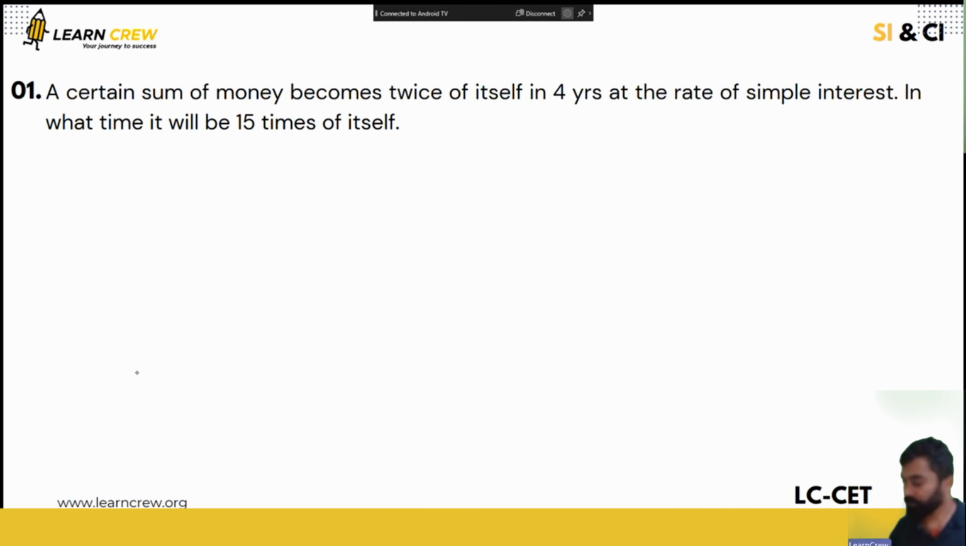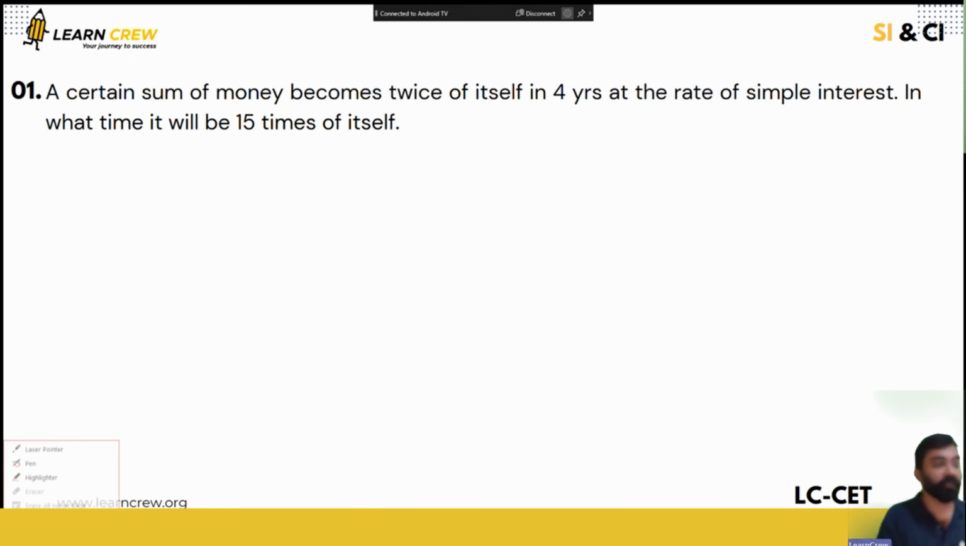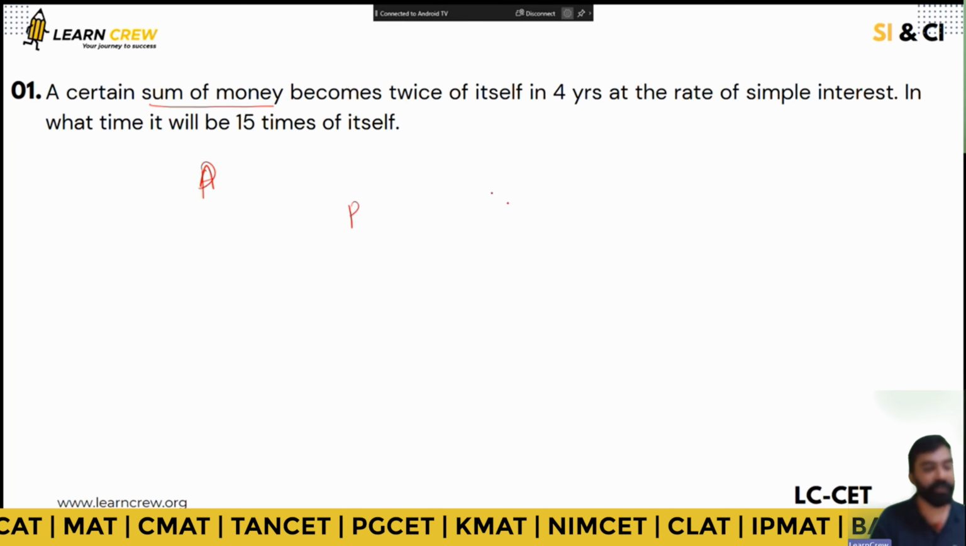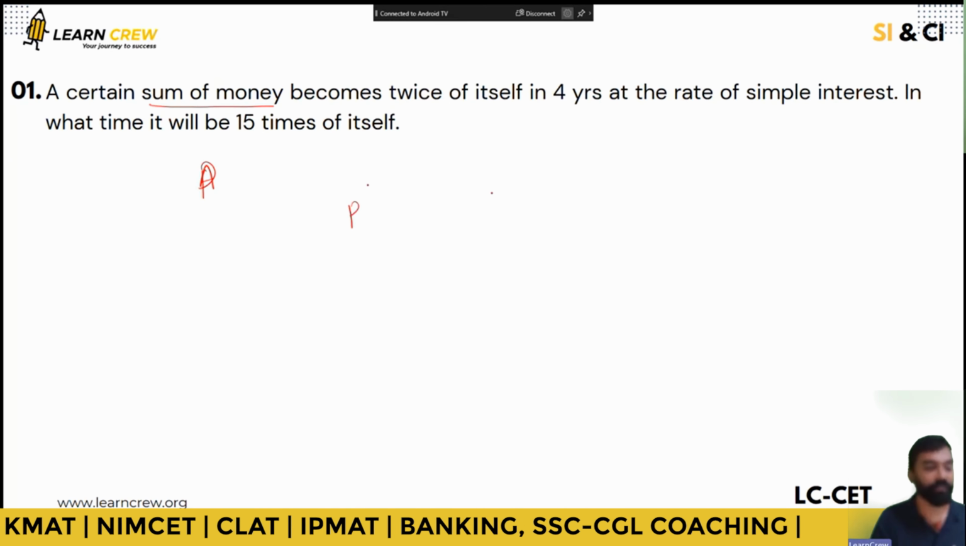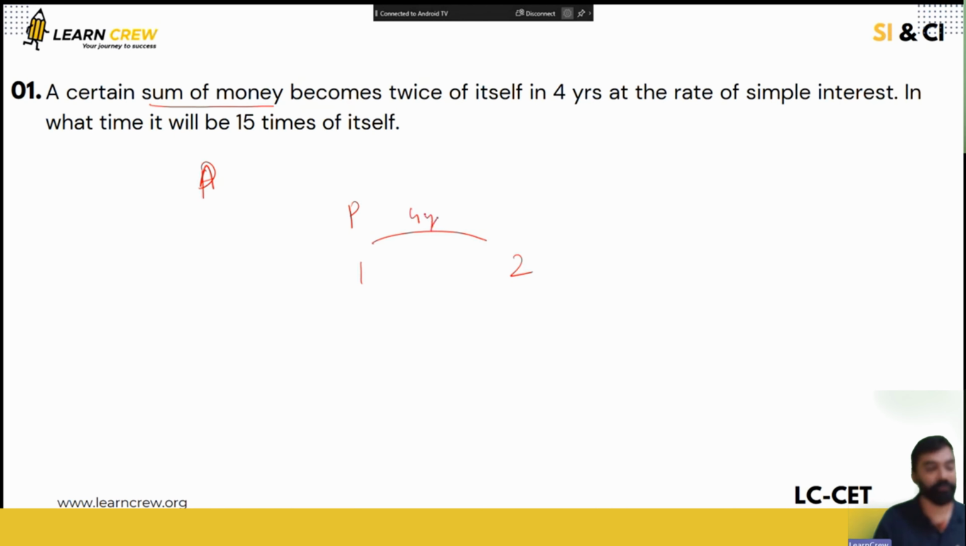So how will you approach? If I'm telling sum of money, what is it? What is sum of money? The amount. A sum of money becomes twice of itself in 4 years. Or the principal amount. Okay, this you can tell the principal amount. The principal will become twice of itself in 4 years. So if this is 1, after 4 years it becomes 2 times. In how much time does it become? In 4 years.